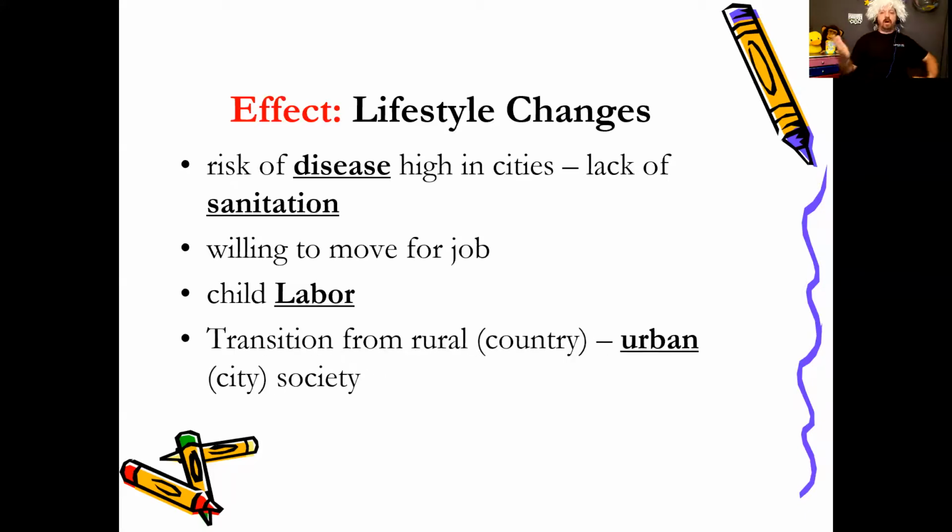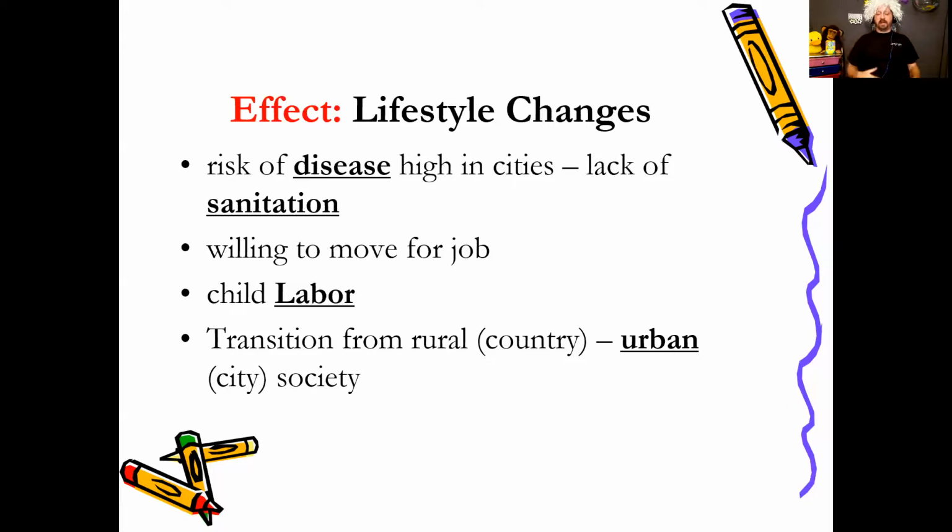And again, all of this is part of that transition from rural or country types of societies and families to urban societies. So again, that's just like we talked about at the very beginning of all this, going from an agrarian or agricultural society to one based on industry.